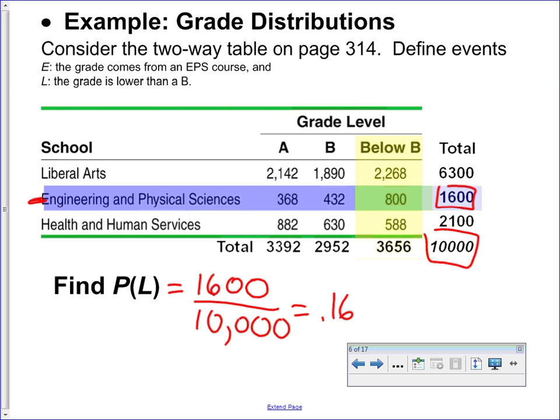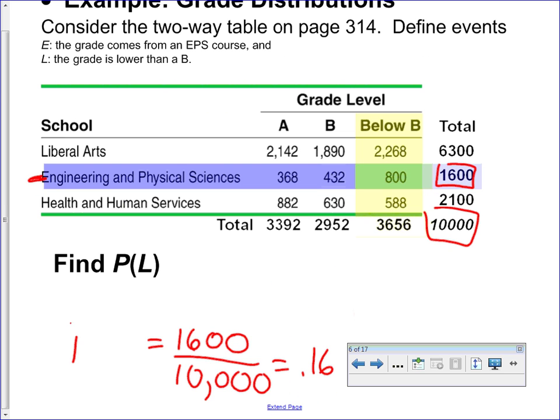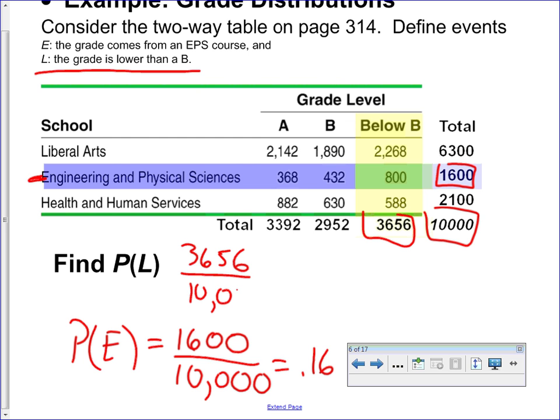Oops, sorry, I just realized I made a mistake. That's the probability of E, the probability that you had an engineering course. That's not what they asked. They asked the probability of L, that a grade is lower than a B. So that's going to be 3656, this one, out of 10,000. Very important how we define our variables, or 0.3656. So that's basic probability. That's what we've been doing up until now.